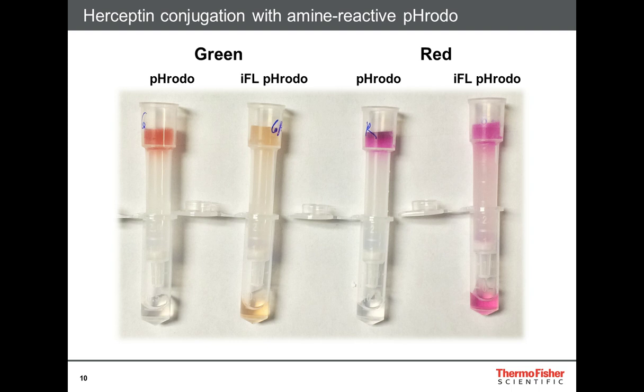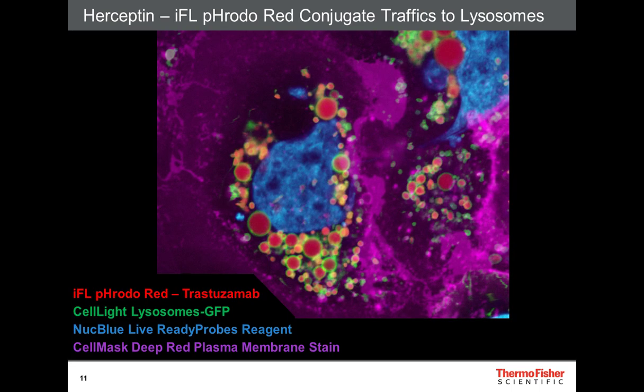And so what we see when we take, for example, this Herceptin labeled with IFL pHrodo Red and put it onto breast cancer cells overnight for 16 hours, what we see in a live cell image is a red signal present within the lysosome of every cell, reporting very robust internalization of this antibody into the target cell. So, very, very clear fluorogenic indication that this antibody has been internalized, which we can see qualitatively in this image.